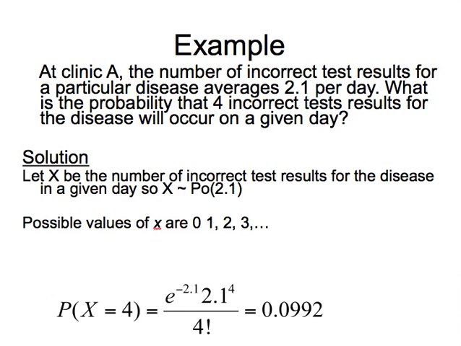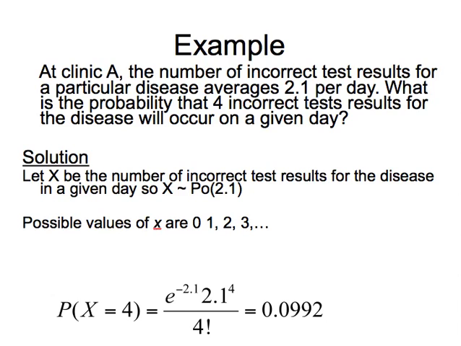At clinic A, the number of incorrect test results for a particular disease averages 2.1 per day. What is the probability that 4 incorrect test results for the disease will occur in a given day? So realize X is going to be discrete. The number of incorrect test results for the disease is discrete. Notice it's for a given interval; we're looking at a given day. And notice that our outcomes would be independent.